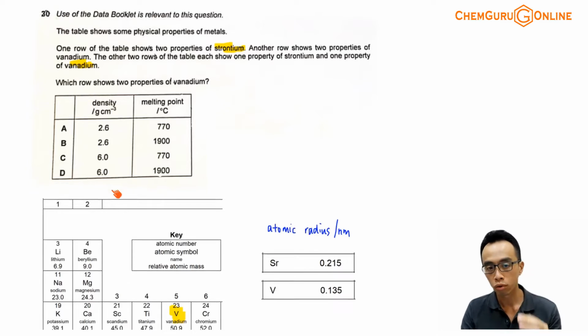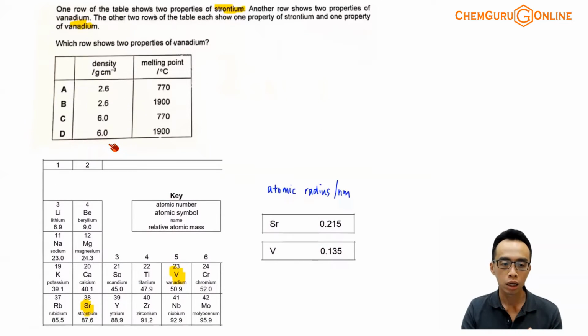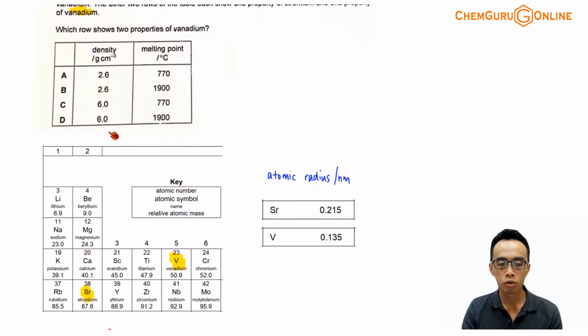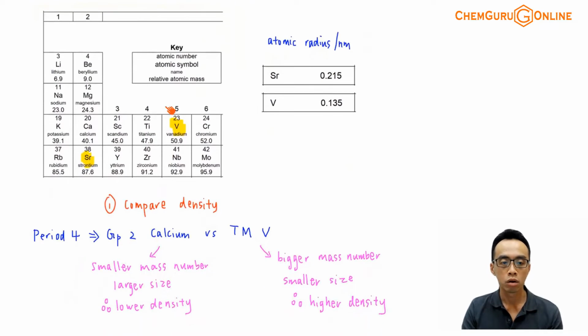Of course, let us try to locate the position. Where is my strontium and where is my vanadium in the periodic table? If you look at the periodic table, you notice that vanadium is in period 4. It is a transition metal. The strontium actually is in period 5. It's not in the same row as vanadium. So later when we do comparison, we will have to be a little bit careful with that.